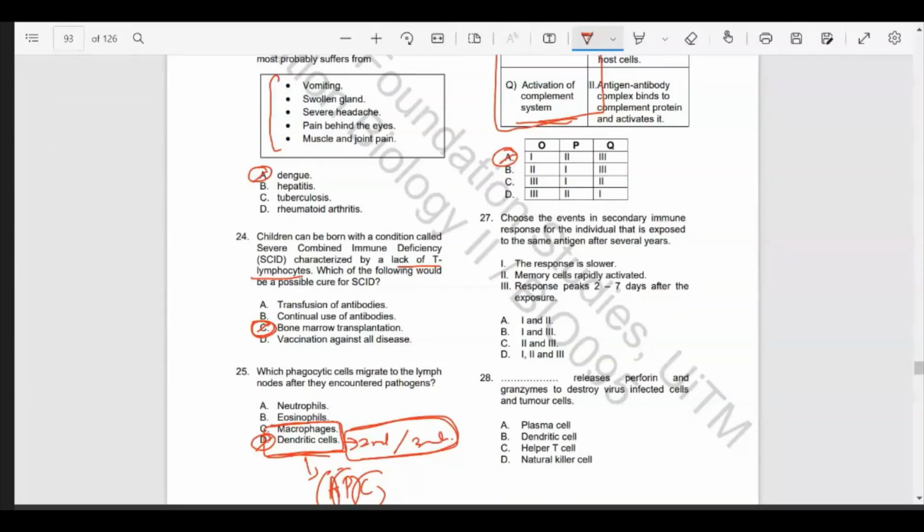Choose the event in secondary immune response for the individual that is exposed to the same antigen after several years. My answer is C, 2 and 3. C. Okay. Boleh explain sikit tak? Kalau awak faham apa yang awak jawab tu. Cuba try.